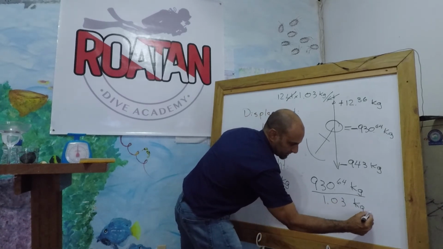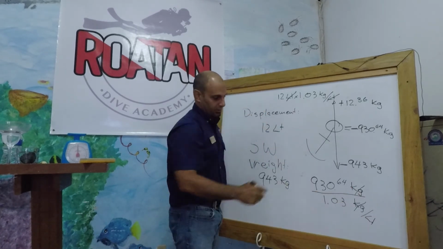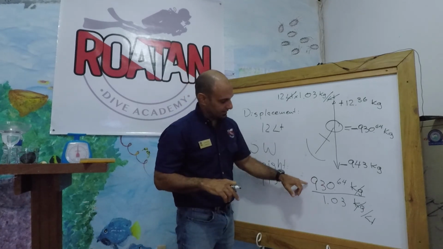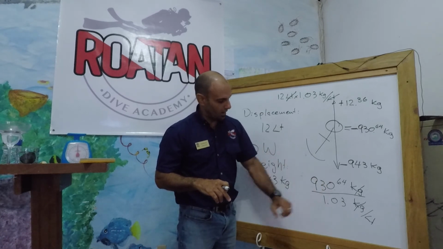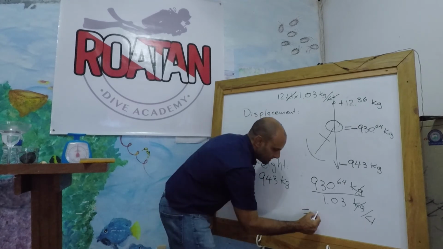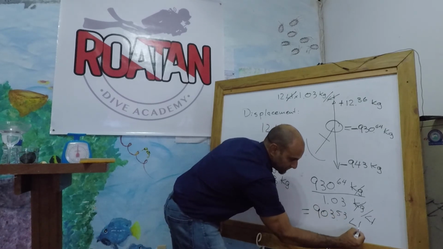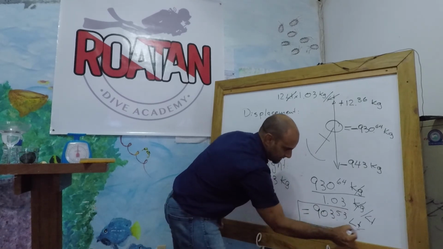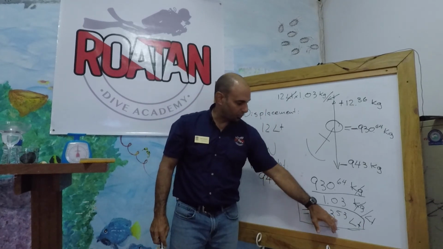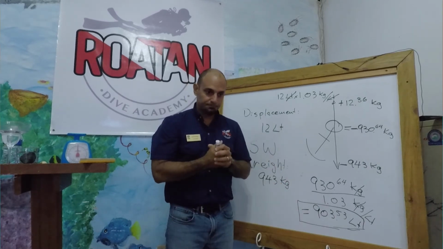And just to double check, this is kilograms per liter, I can cancel the kilograms and I'm going to have as a result only liters as the unit. So if I divide 930.64 kilograms by 1.03 kilograms per liter, the result of that operation is going to be 903.53 liters. And this is the answer to my question. I need to add 903.53 liters of air to the lifting device to bring this object to the surface.